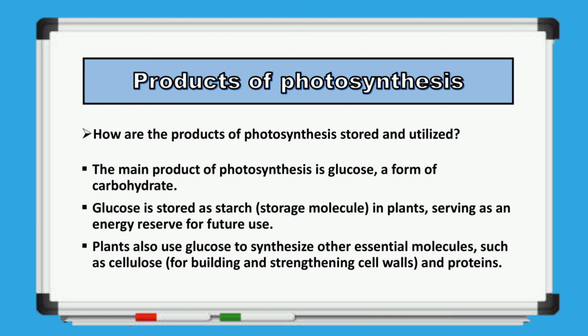But glucose is not only used for energy. It also plays a key role in forming other essential substances within the plant. For example, it is used to make cellulose, which is a strong material that builds and reinforces the plant's cell walls, helping the plant stay upright and protected. Glucose is also involved in the formation of proteins and other important molecules that support the plant's structure and function. So, in short, the glucose produced during photosynthesis is a versatile and vital product. It provides energy, supports growth, and helps build the very structure of the plant.